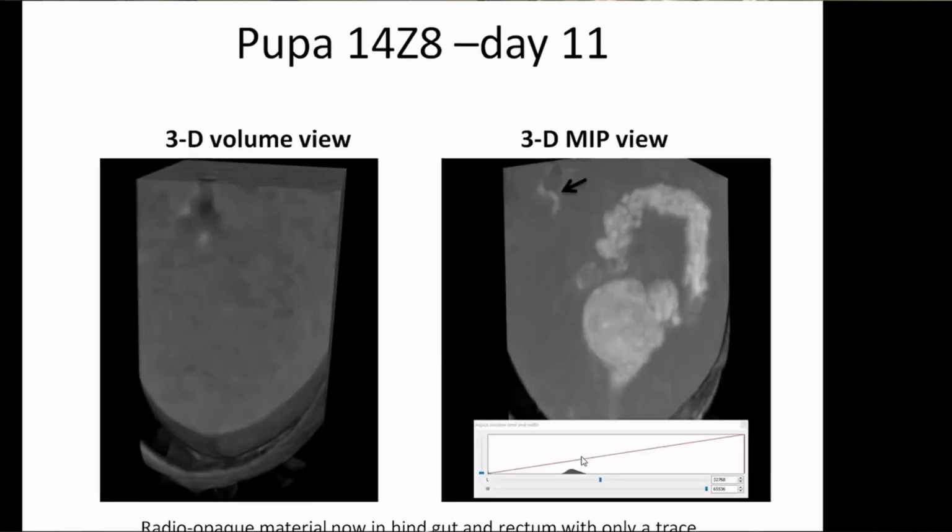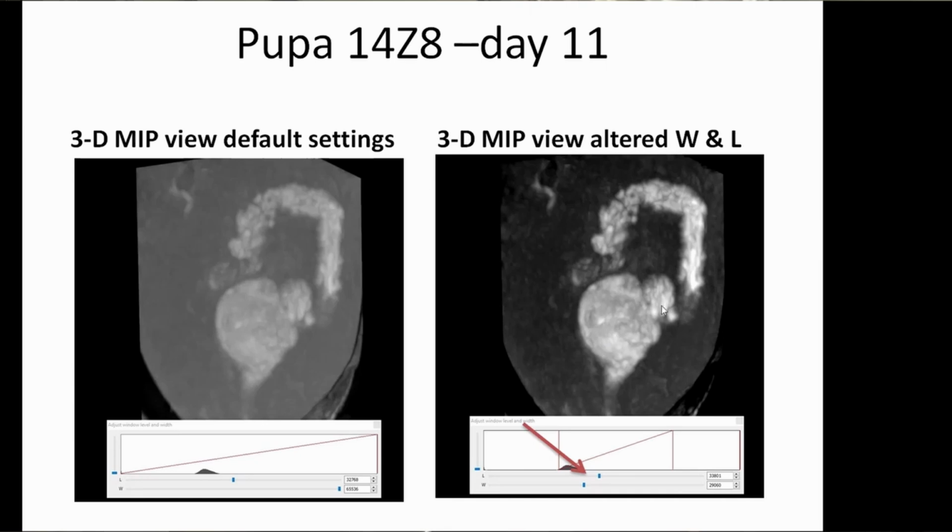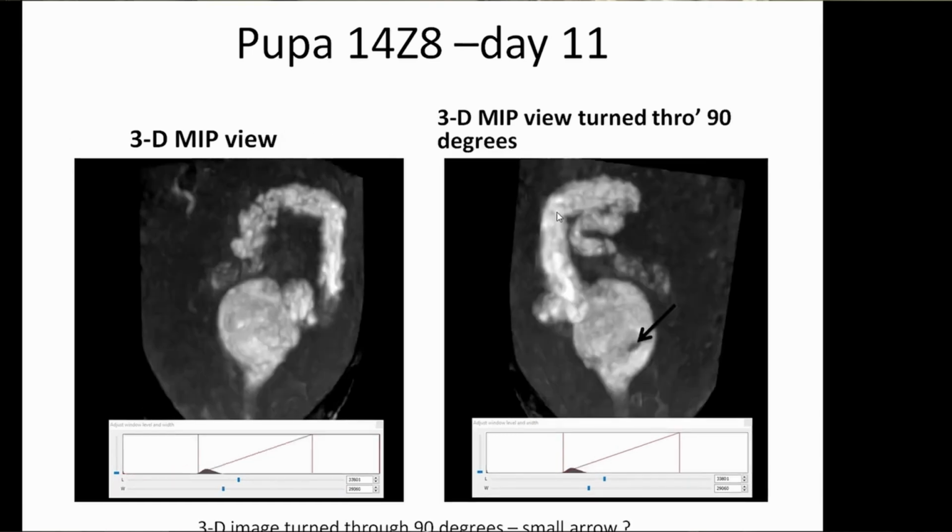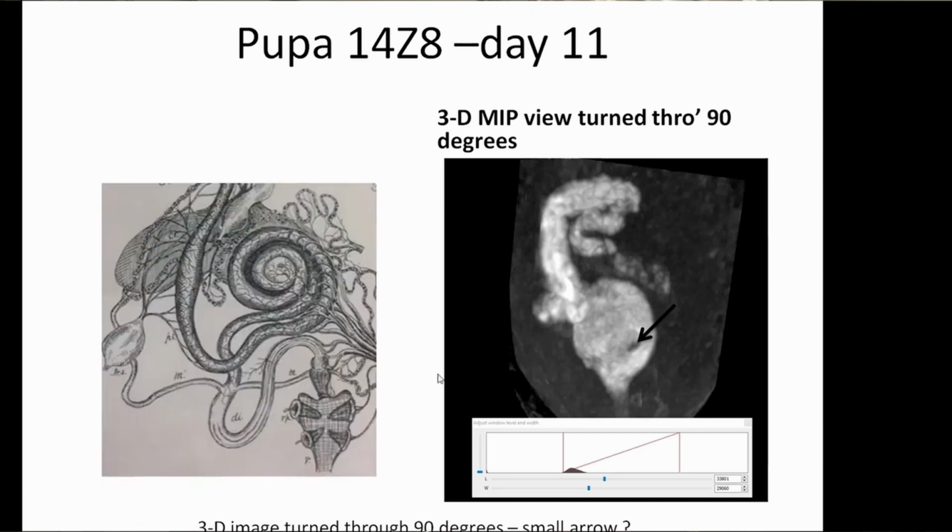And by altering the windows and levels setting, we could then see this much better. We could see there was still a tiny little bit still within the Malpighian tubules. And we could even begin to see those rectal papillae, which are these structures. So again, without sounding like a gramophone with the needle stuck, none of these views would have been obtained had we stained with iodine.